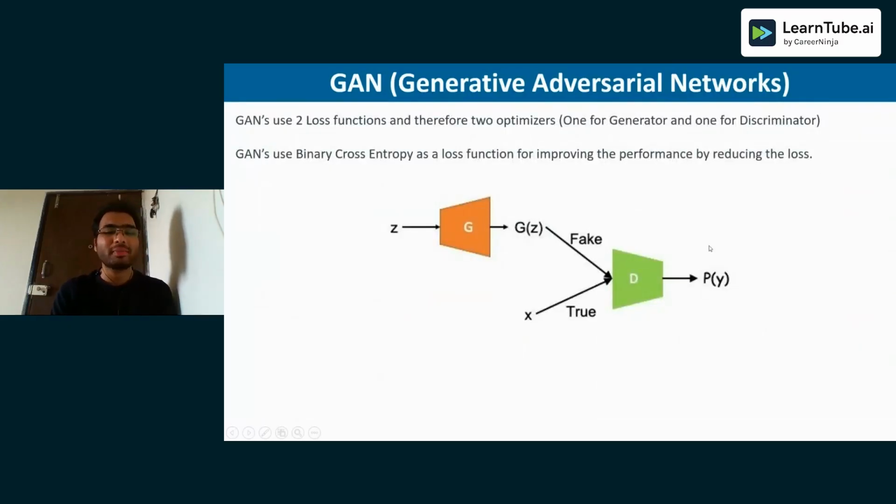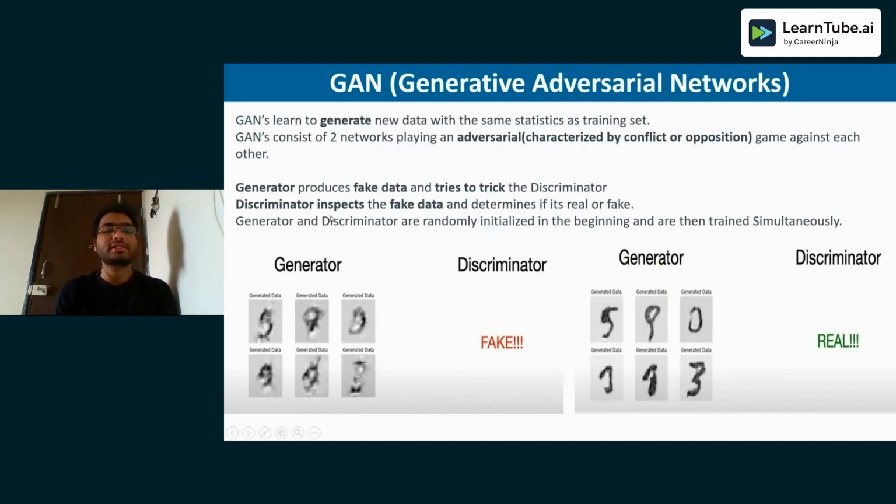Now just again a bit of theory of GANs, and then we'll proceed to the implementation. Here we have seen that the generator and discriminator both play the adversarial game. Basically they try to conflict with each other. The generator will try to produce fake images and the discriminator will judge whether they are fake or real.